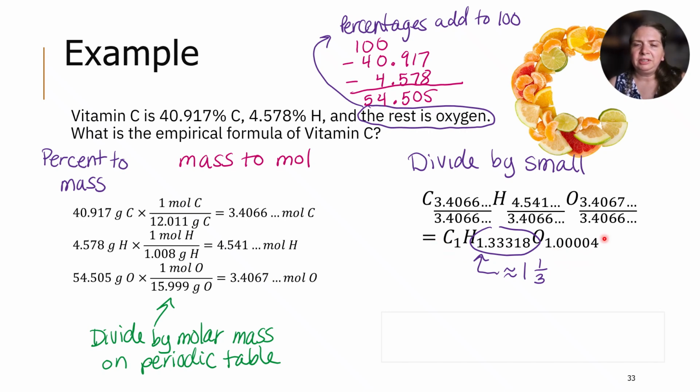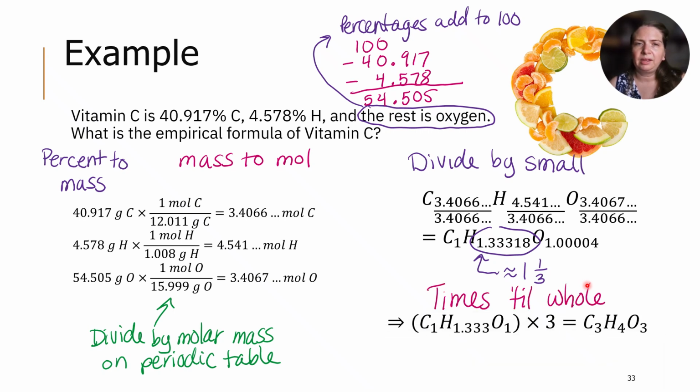The carbon and oxygen are both approximately 1, and the hydrogen value is approximately 1 1/3. In order to clear the fraction on the hydrogen, we need to multiply the subscripts by 3. But we will need to multiply every subscript by 3 to keep things proportional. Our final empirical formula is C3H4O3.